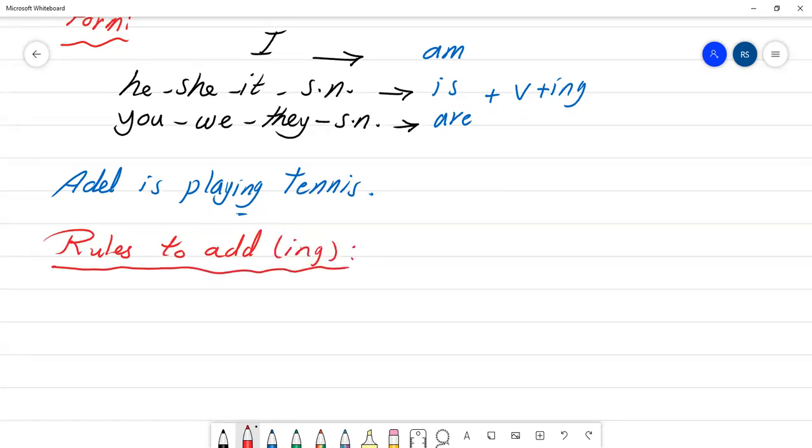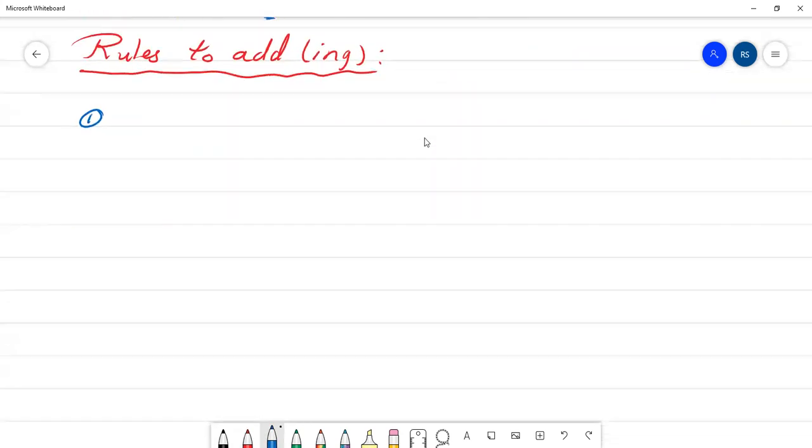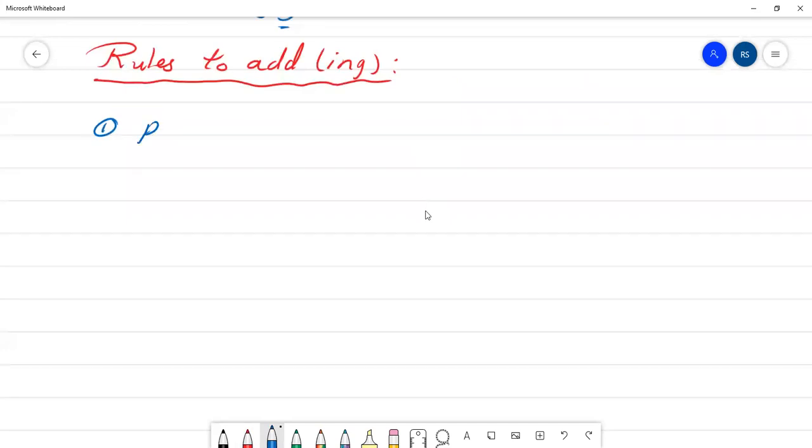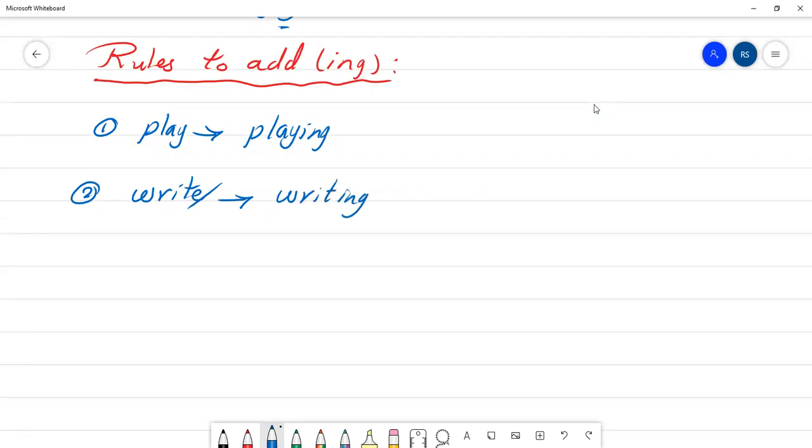In general, we add ing. Like what? Like play, playing. Number two, if the verb ends with e, like write, we delete e, then add ing, writing. But remember, we don't delete the letter e here. Okay, we don't delete e here.